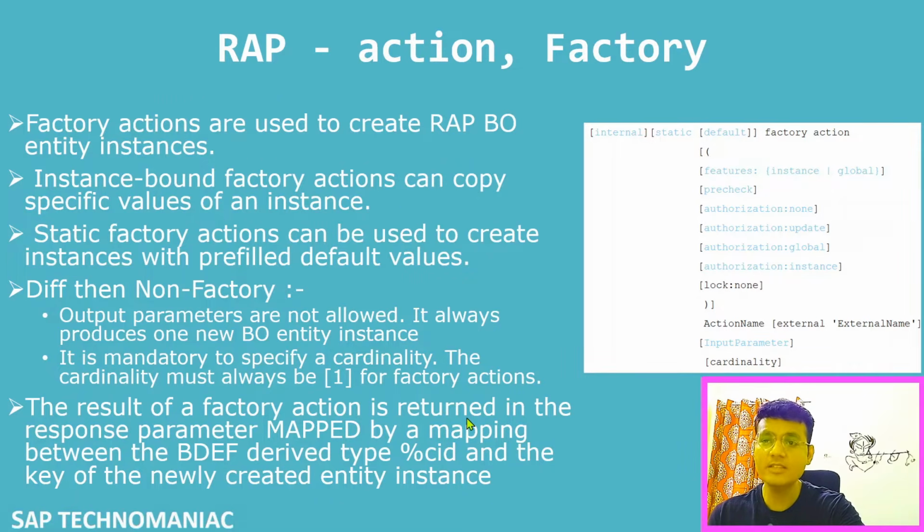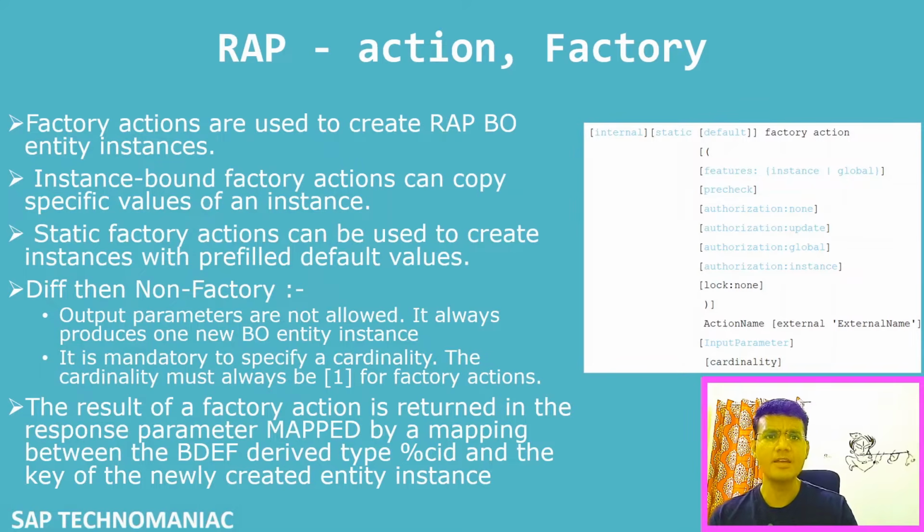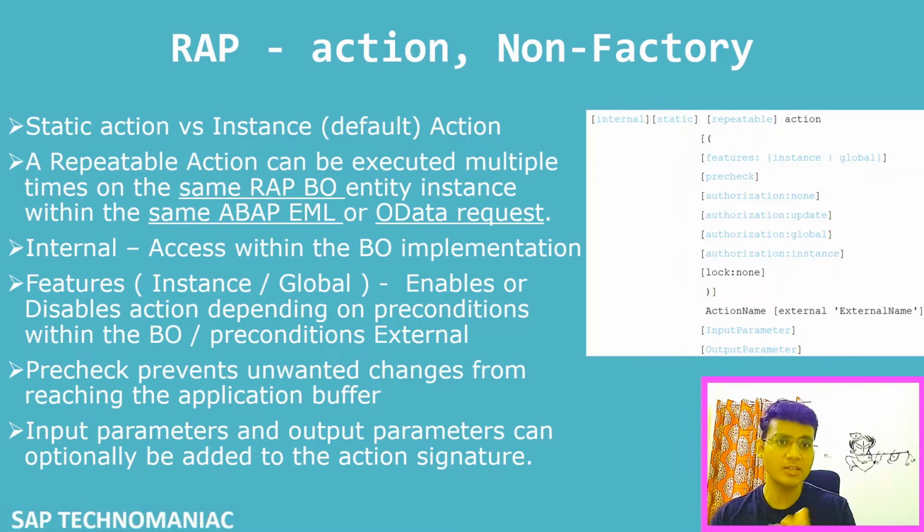The result of a factory action is returned in the map, because we are creating a new instance. The new CID will be created, and with respect to that CID we have to map some key fields and return them in the map apart from the result also. Output parameters we always return after the result. Whatever we specify will be the output parameter. We will see that in the implementation part, but this is the theory part. You should understand what these actions are, what different kinds of actions are available, and what characteristics we can define for a particular action.